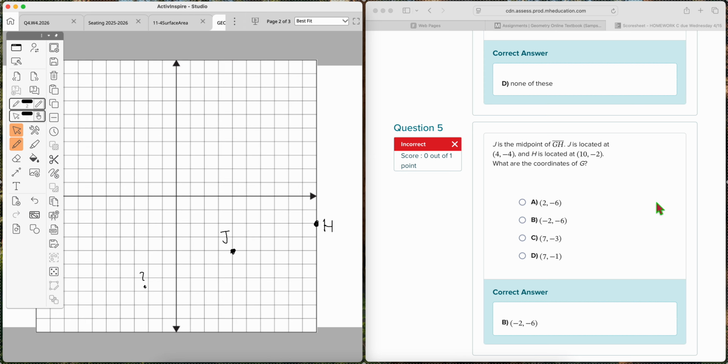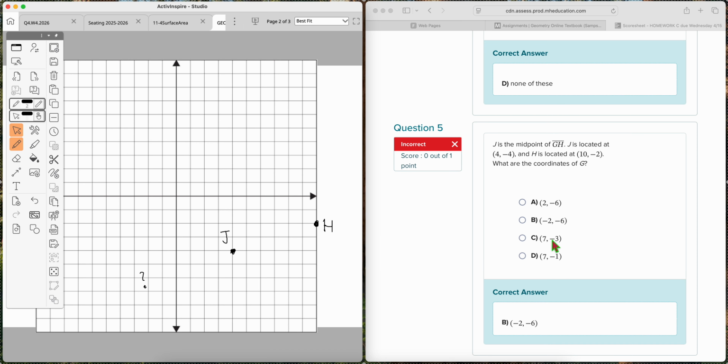J is the midpoint of line segment GH. J is located at (4, -4), and H is located at (10, -2). What are the coordinates of point G? So you want to be really careful reading these questions because they've given us the midpoint and they've given us an endpoint, so we're looking for the other endpoint.